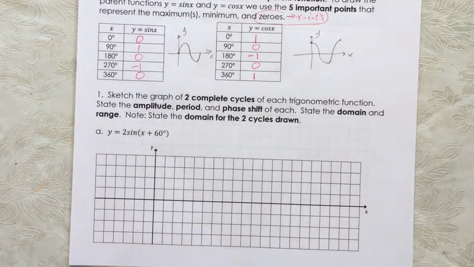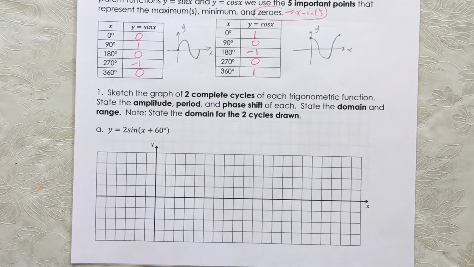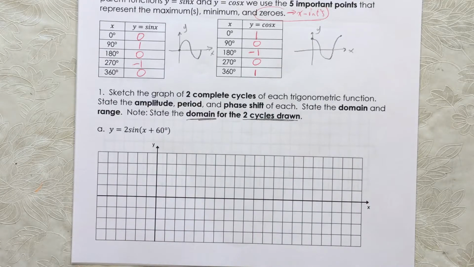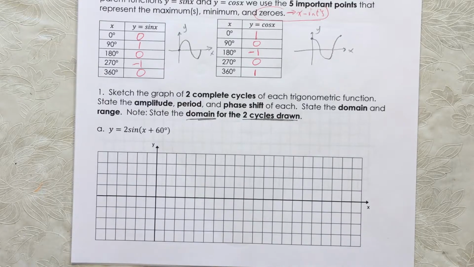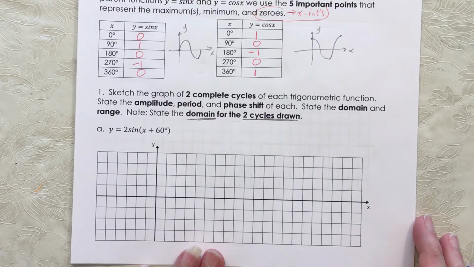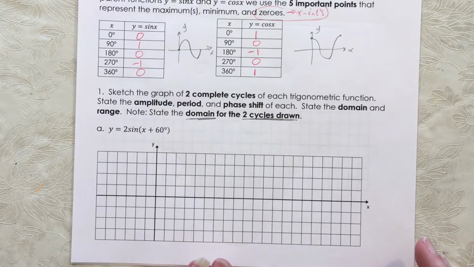Okay, so now we're going to go right into transformations. So our first question: sketch the graph of 2 complete cycles of each trig function. State the amplitude, period, and phase shift of each. State the domain and range. And note that in this unit on trig graphs, we only state the domain for the cycles that we draw. Whatever they ask you to draw, that's what you state the domain for. You're not going to say that it goes on forever in both directions. That's just a quirk of this, really, but you only state the domain for what you actually drew, and they usually will give you a number of cycles to draw or draw what fits into a certain part of your x-axis.